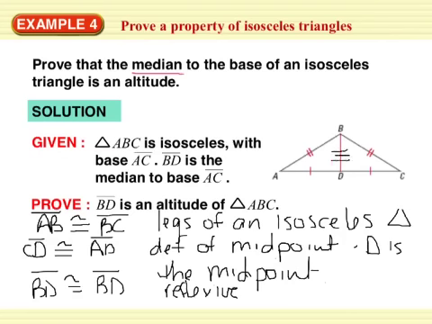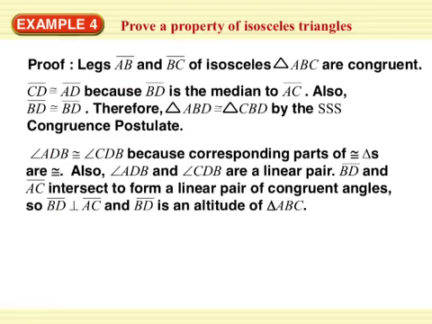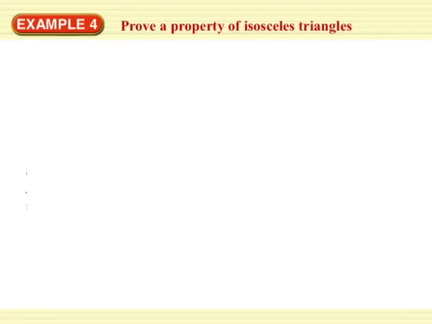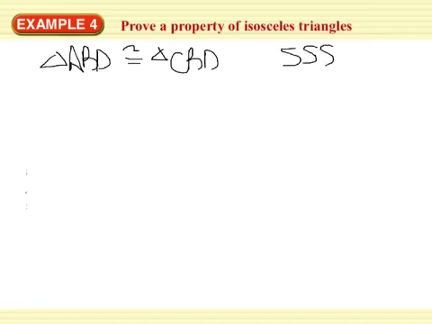So I'm going to turn the page. I think I have a blank slide. Sorry about that. Needed to get rid of that stuff. So we know that triangle ABD is congruent to triangle CBD. And you can go back and look at those triangles. ABD is congruent to CBD because of the side-side-side congruence postulate.